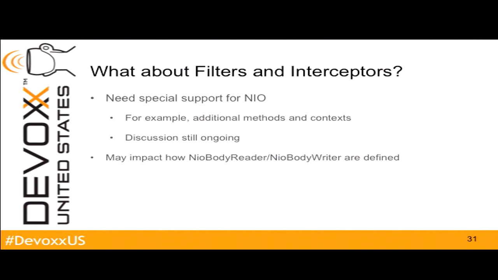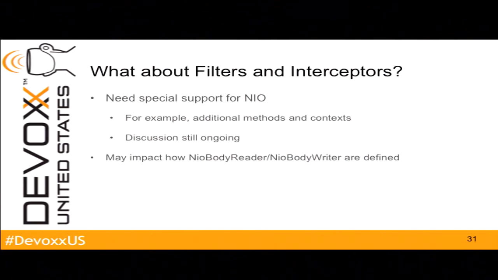Just like in the case of the readers and the writers, we have a couple of options. The first one is to add some new methods to these things for the NIO case. The other is to create a whole new type and a whole new pipeline for NIO, which seems like a lot of work and a lot of new types, which is probably not the direction in which we're going. So the discussion is still ongoing around how to do this, but there will be support for NIO at the level of filters and interceptors. And whatever support we come up with here is probably going to have an impact on the NIO body reader and NIO body writer. It's likely going to have an impact on the way those are defined.